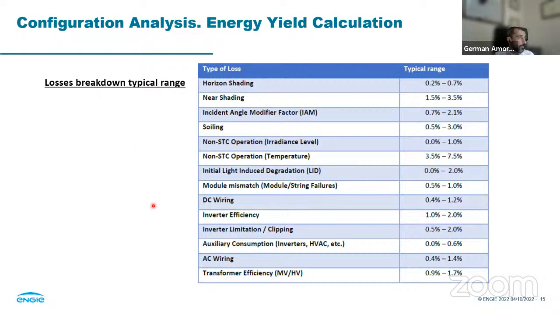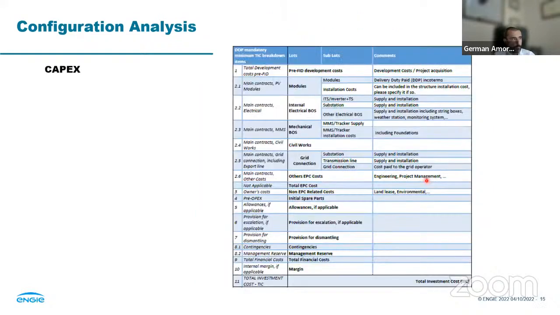Here is only a breakdown of the different percentages of the different parameters of the yield evaluation, the losses, like I commented previously: LID, near shading for sure, DC and AC wiring losses, depending on whether we are going to a central inverter or a string inverter, etc. These are only ranges that we are considering within the company.